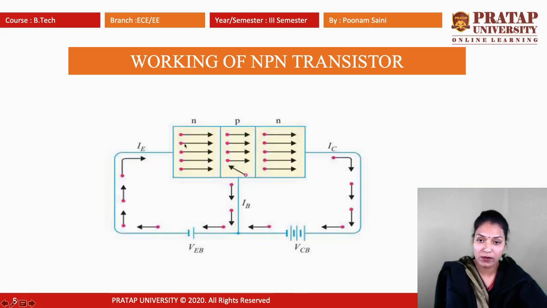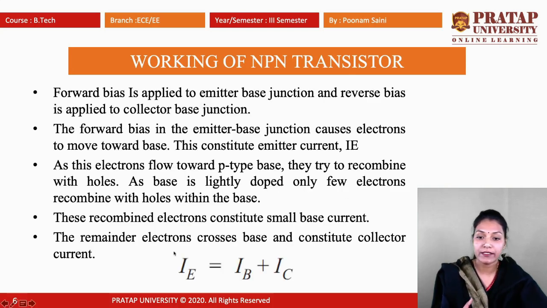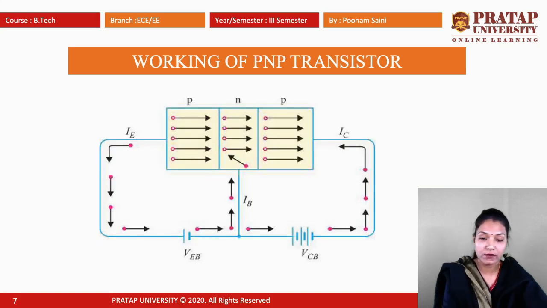Many electrons are injected from the emitter, and the emitter passes these electrons towards the P, that means towards the base, because of the forward junction. Because the base is lightly doped, only some of the electrons recombine with the holes, and this recombination produces a very small amount of base current. The remaining electrons cross the base and constitute the collector current. So the total emitter current is always equal to the base current plus the collector current. This is the working of the NPN.